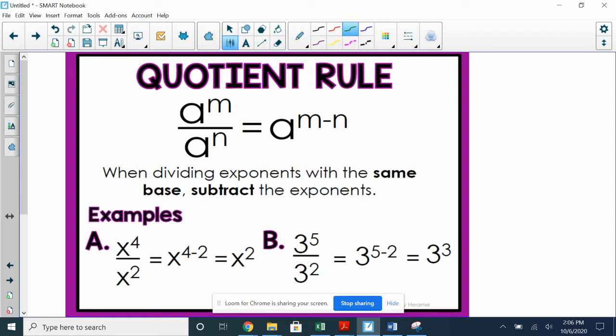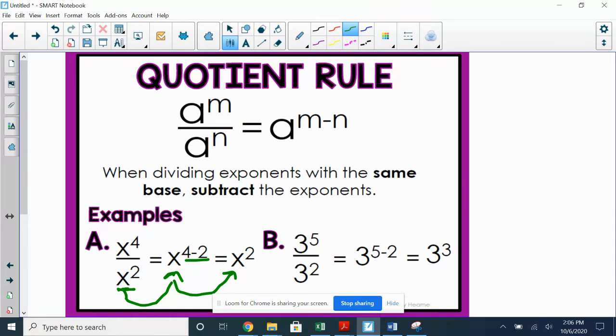So here's our example. Our matching base is x. So we're going to keep that matching base of x, and you're going to subtract your exponent. So top one, 4, minus bottom one, 2. So I'm going to have x to the 4 minus 2. And 4 minus 2 is 2, so it'll simply be x to the 2.